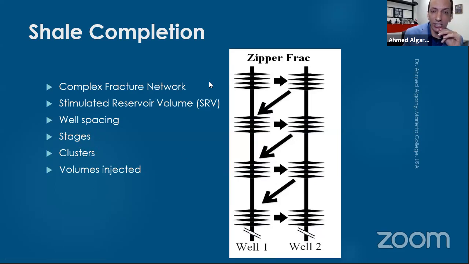Okay, stages. What is a stage? To frac, I cannot frac all the horizontal section at the same time. Why? I don't have enough fluids to do it at the same time, and I don't have pumps that can do that at the same time. So operation-wise, this is not doable.